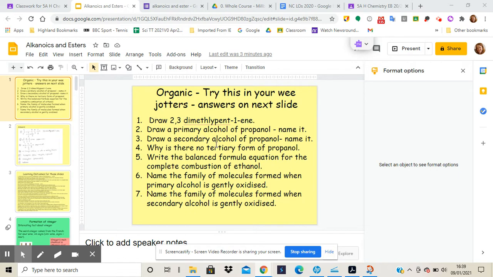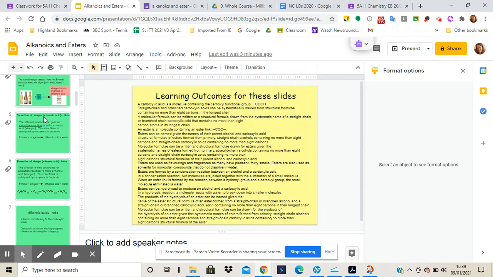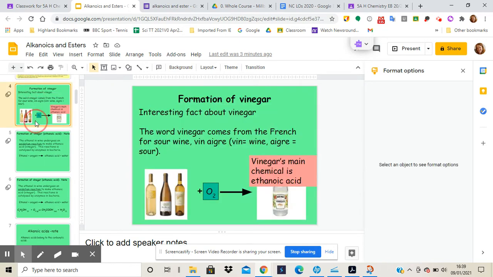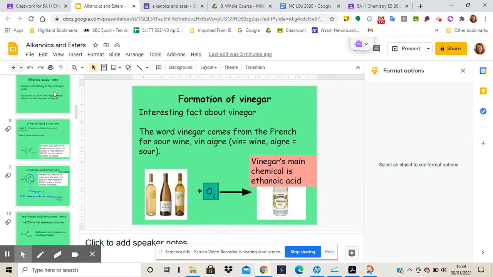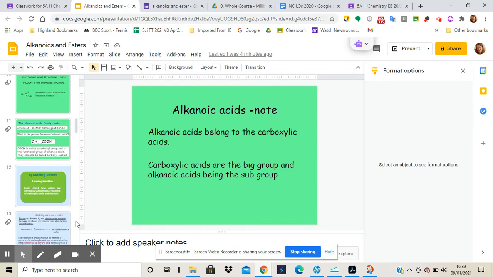Okay, so here's just the starter question. That should all be revision for you. Answers are on the next slide. Learning outcomes, that will cover everything that we're going to cover today. So if going through the slides, just have a read through them. Then you get to somewhere where it says to take a note. Obviously, if it says take a note, use your good jotter.